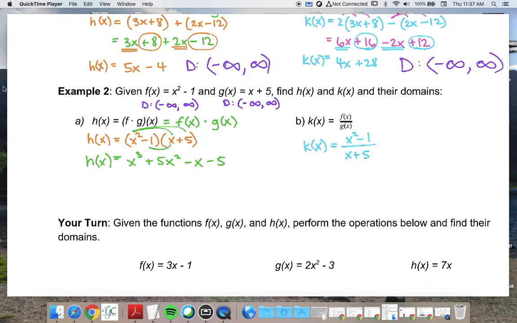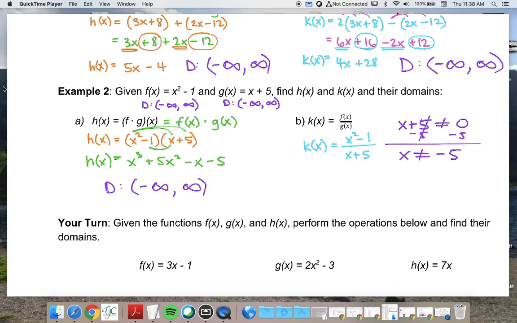So h of x, we did not divide. A cubic function is continuous, so our domain will still be negative infinity to infinity. And then part B, k of x, we did divide this time. So we need to pay attention to what's going to make this denominator equal to 0. So we know we cannot divide by 0, so that means x plus 5 cannot be equal to 0. So we want to get x by itself to figure out what x cannot be. So I'm going to subtract that 5. And that tells me that x cannot equal negative 5. It can be anything else, literally any other number, but it cannot be negative 5.